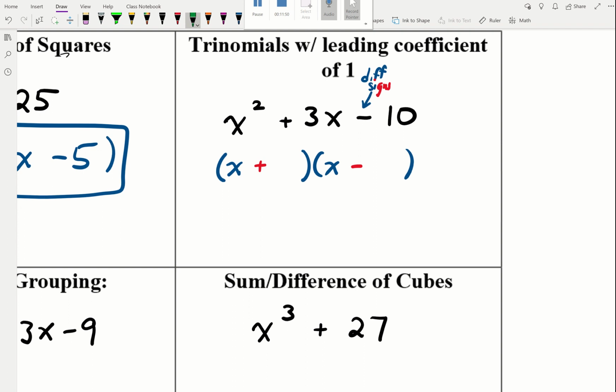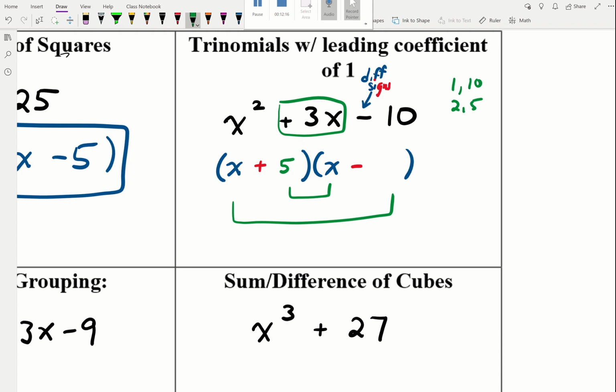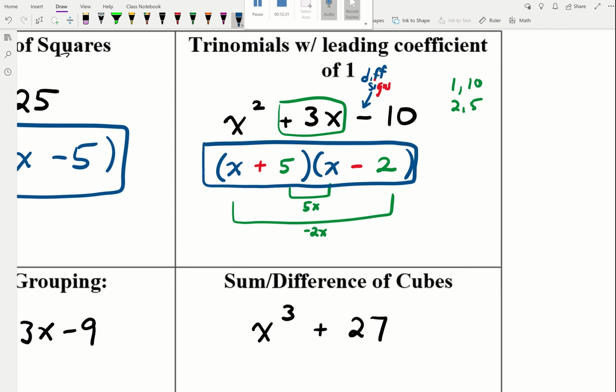And then the last thing I'm looking for are 2 numbers that first multiply to 10. So it could be 1 and 10, it could be 2 and 5. But the other thing that has to happen with those terms is that when you multiply the outsides and the insides, they have to give you 3x. So if we use 1 and 10, there's no way we're going to get 3x. But if we use 2 and 5, if it's positive 5 and negative 2, this becomes 5x, this becomes negative 2x. Those will combine to give us the 3x. So that's how we're going to factor trinomials.